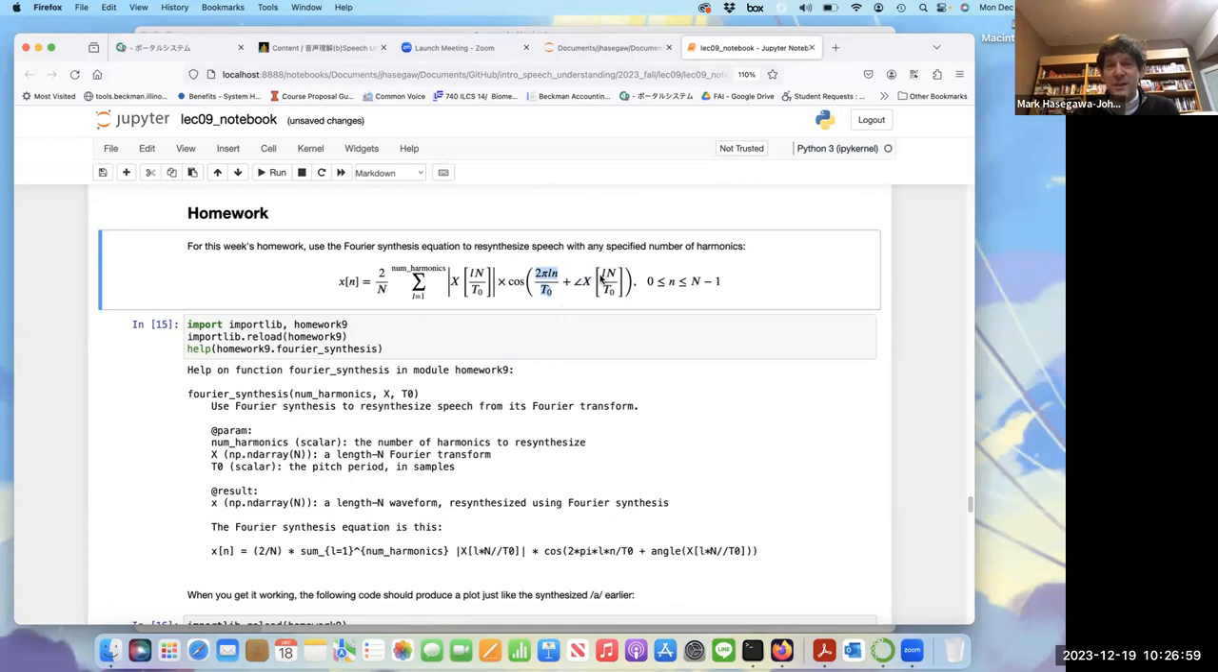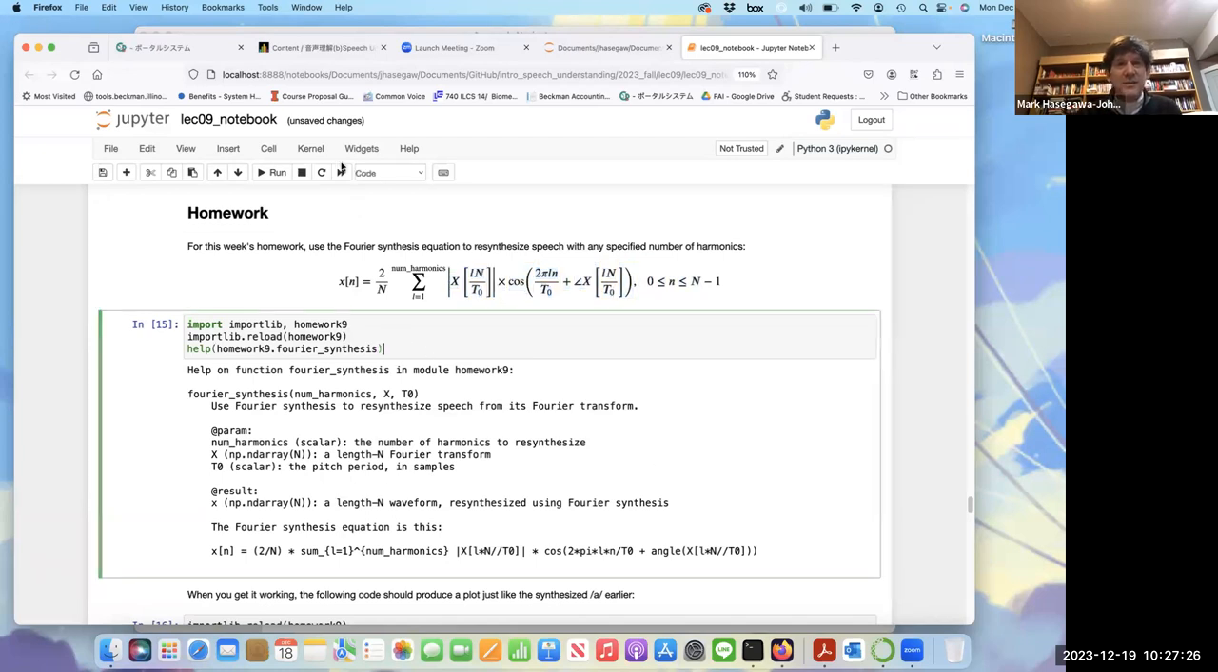So you remember that the frequency is L times capital N over T naught, and that the bin number in the FFT is L times capital N over T naught. The frequency is just L over T naught. And then we can multiply by 2 pi in order to get radians per sample. And so we're going to use this fairly complicated formula to resynthesize speech after we take the FFT of a speech signal. And so let's just run the help function for Fourier synthesis. We have to specify the number of harmonics, and we have an input Fourier transform.